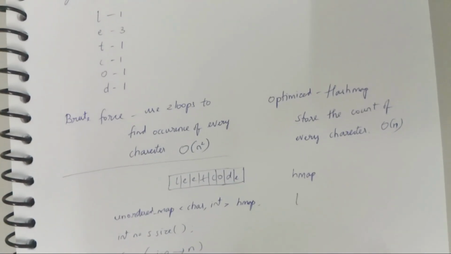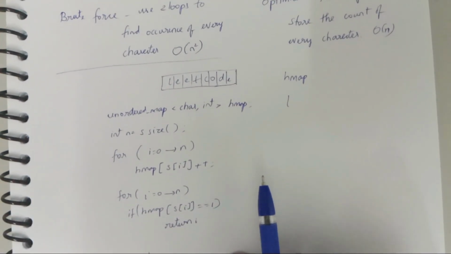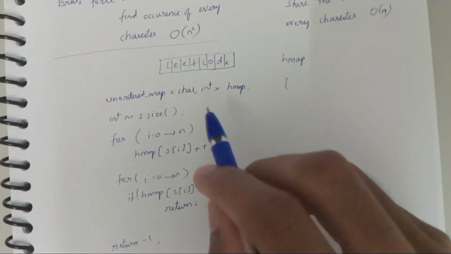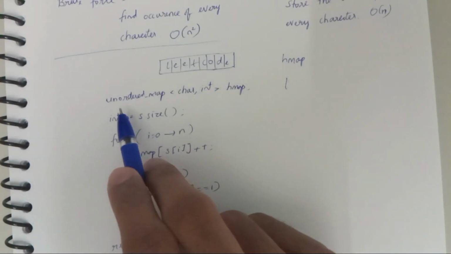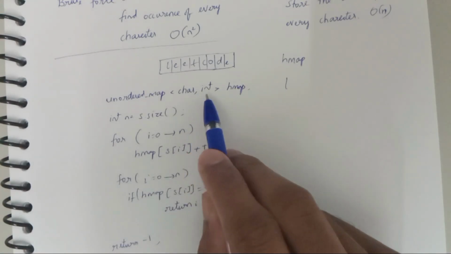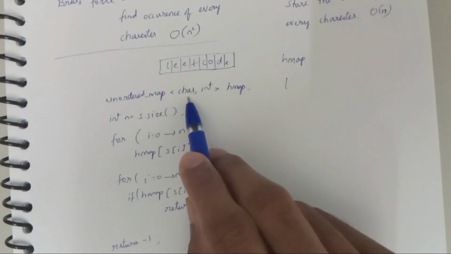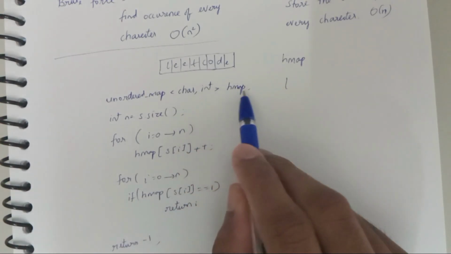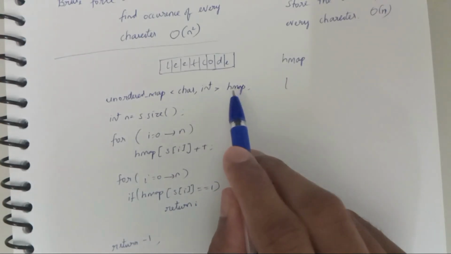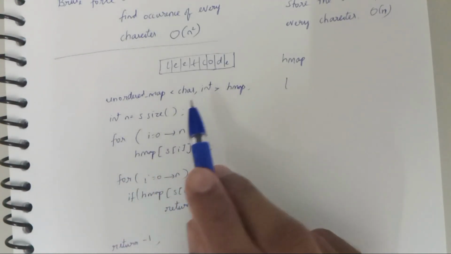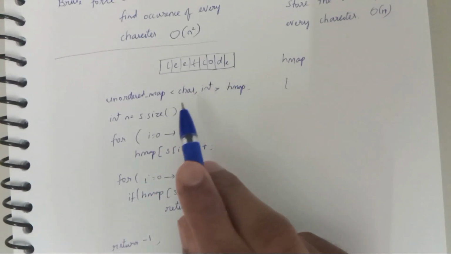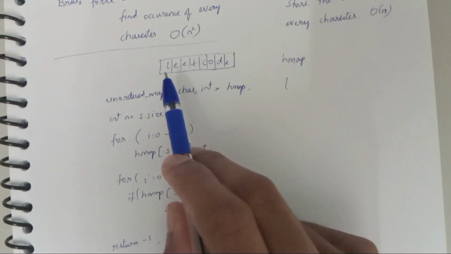So if we see here, this is the code snippet. So this is the string, and first we create this unordered map of character comma int. So character will be our key and int will be our value, and we name this hmap, and this is the s dot size. Now in the first loop we go from 0 to n, and we store the occurrence of each of the characters.